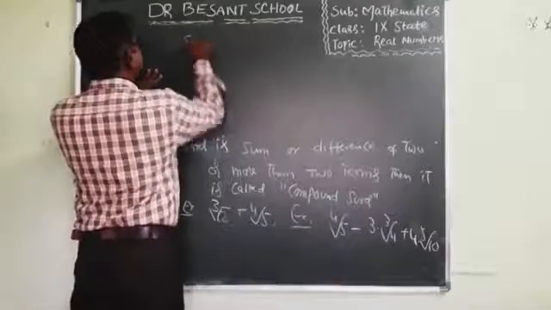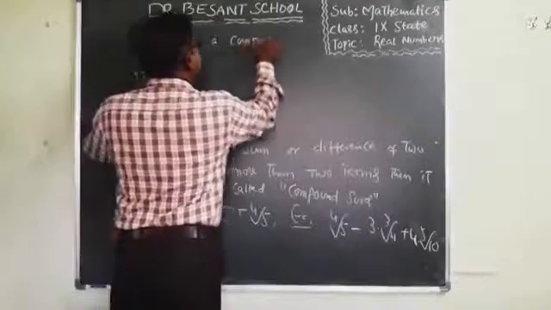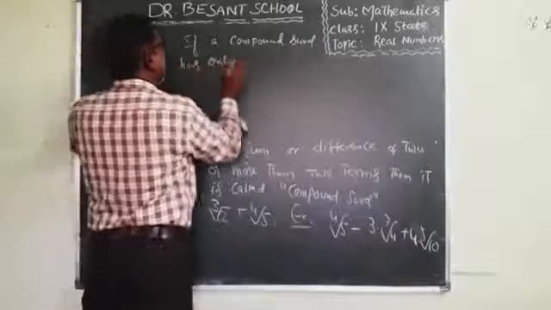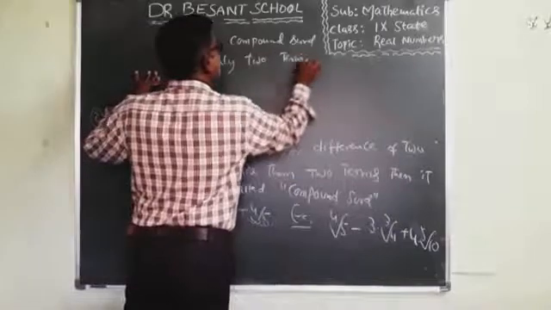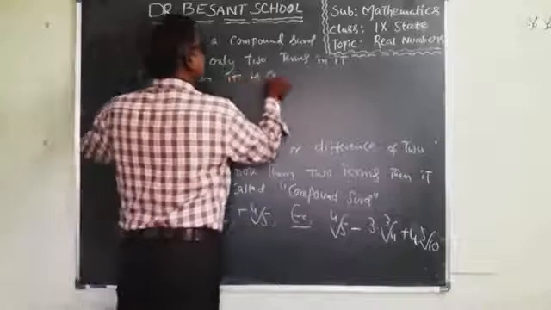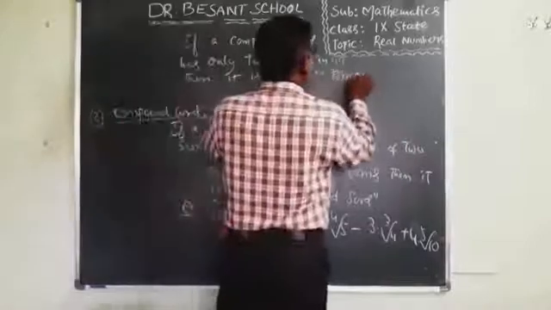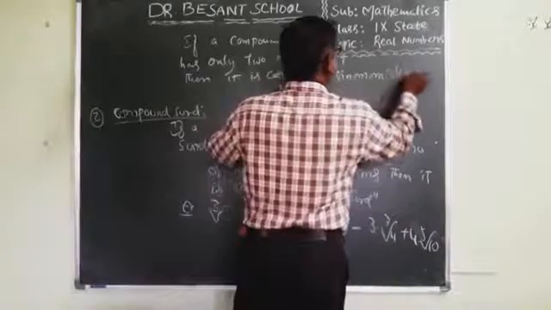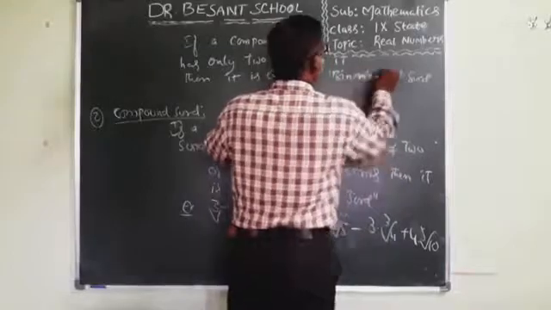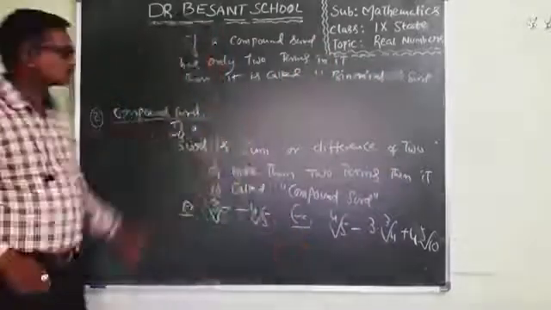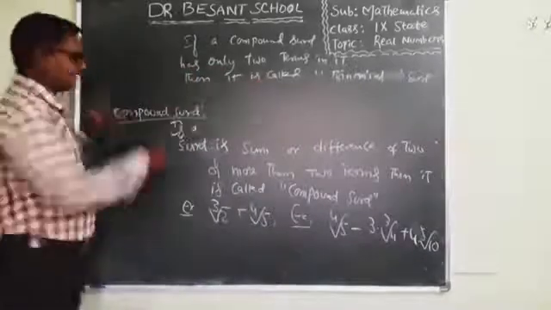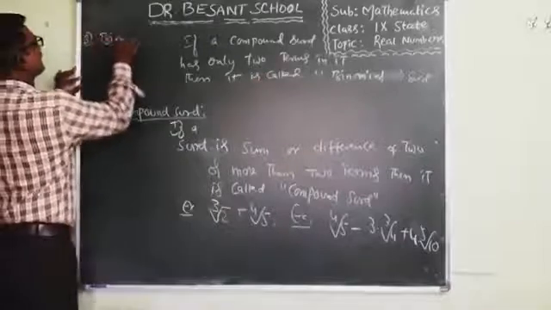If a compound surd has only two terms in it, then it is called a binomial surd. Verify, children, what it is. If a compound surd has only two terms in it, then it is called what? Third one, binomial surd.